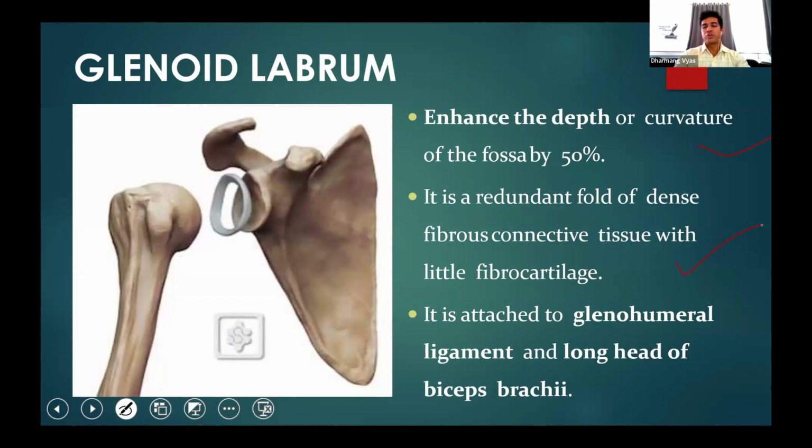It is attached to the glenohumeral ligament and the long head of the biceps brachii. So your long head of the biceps brachii is the only muscle that enters into the capsule and attaches over the supraglenoid tubercle and has an attachment to the labrum as well. So in a lot of cases where you have overpulling of the biceps, or you have pull of the biceps, there are chances that you may have associated labral tears, because the long head of the biceps is connected to the glenohumeral ligament at the labrum.